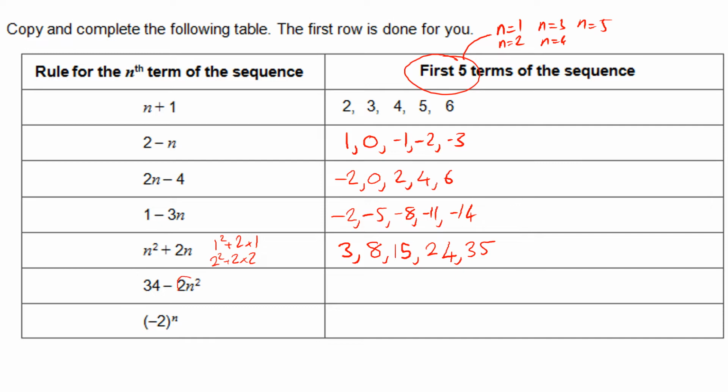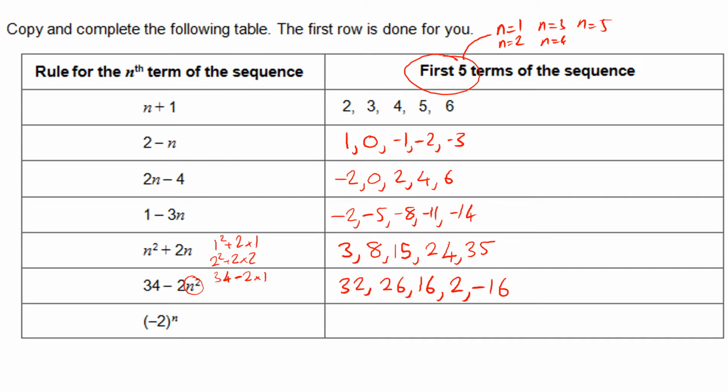Something that people get wrong here, if we've got 2n squared, is to quite often multiply by 2 and then do the square. BIDMAS wise, you should be doing your square first and then timesing by 2. So the first term here would be 34 minus 2 lots of 1 squared, so 2 lots of 1, which would be 32 as our first term. And then the terms after that, we'd be doing 34 minus 2 lots of 4, so that would be 26. 34 minus 2 lots of 9, so that would be 16, and then so on. So we go down to minus 16 as our last one there.